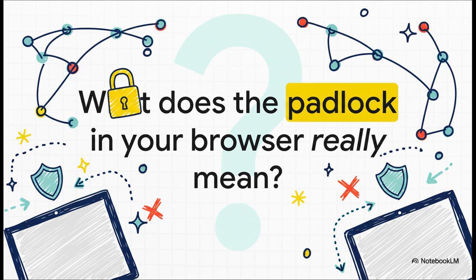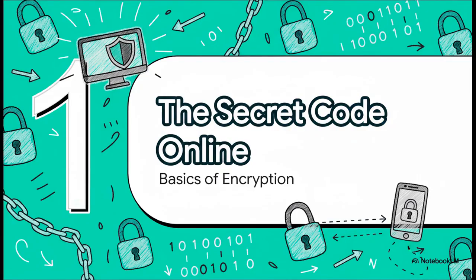That little padlock icon right next to a web address. We all kind of know it means safe, but what is it actually doing? Well, that little lock is our gateway into this whole fascinating world of digital secret codes. So to really get what that padlock is all about, we've got to start with the fundamentals. In this first part, we're going to break down what encryption really is. And I promise, I've got a super simple analogy that's going to make it all click.